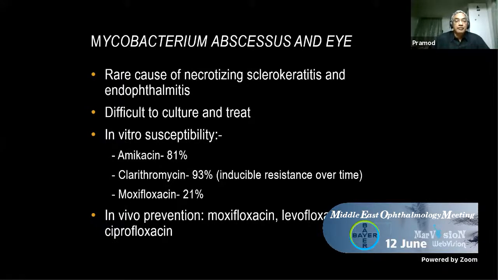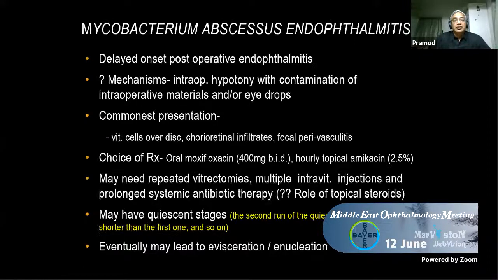Amikacin is supposed to be very susceptible, almost 81%, followed by clarithromycin. But very typical and interesting is something called inducible resistance over time. There are a couple of reports showing that initially the organism is sensitive to clarithromycin, but after 2 or 3 weeks, in the same culture, you see the organism is resistant to clarithromycin. That is why they use the term inducible resistance over time. So generally it presents as a delayed onset endophthalmitis.